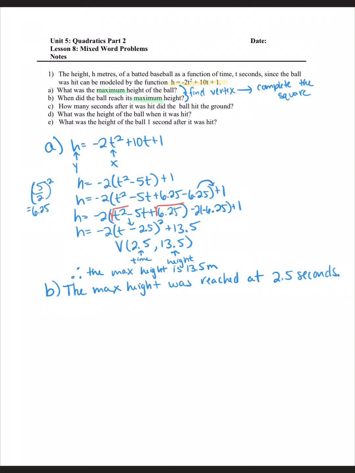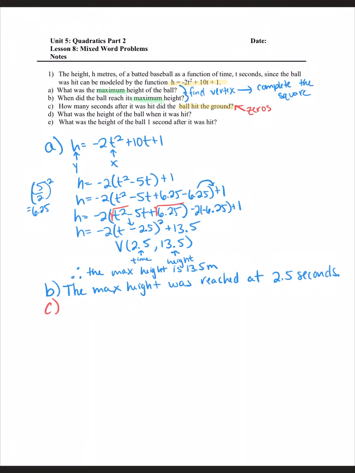Let's look at the next one. Part C says, how many seconds after it was hit did the ball hit the ground? So if we're trying to figure out when the ball hits the ground, we should be thinking about finding our zeros, right? Because that is going to be when the height is at 0. So we're going to need to find our zeros.